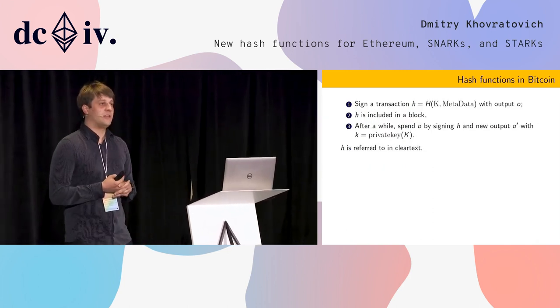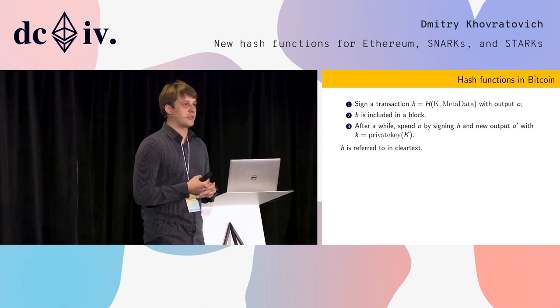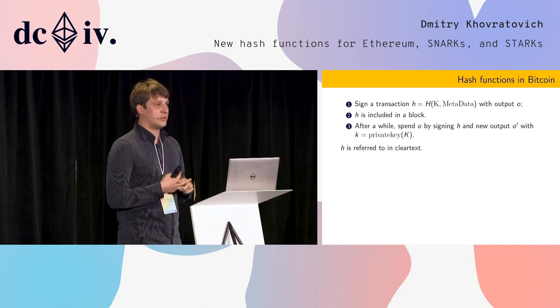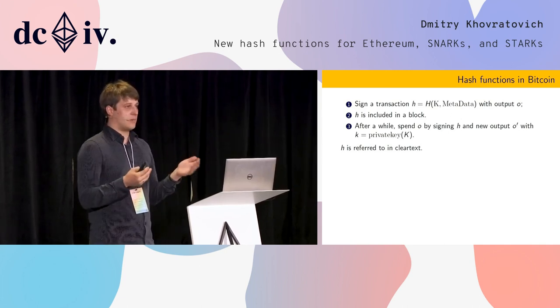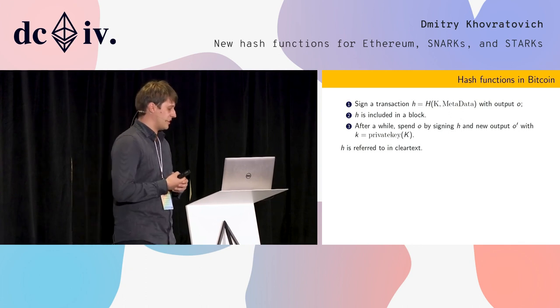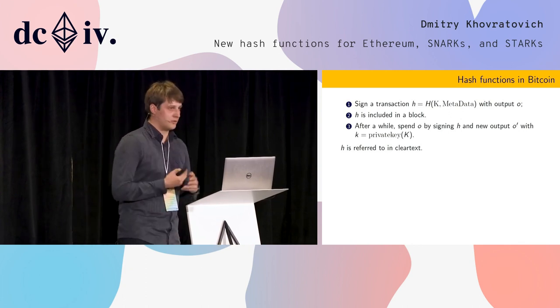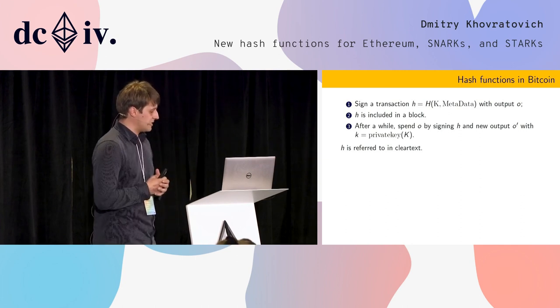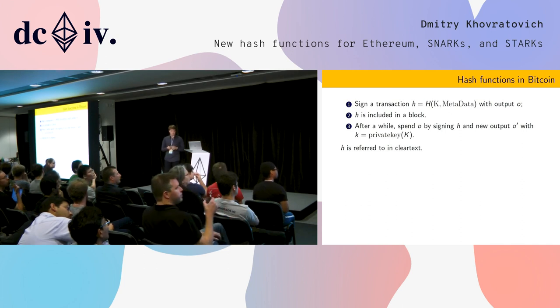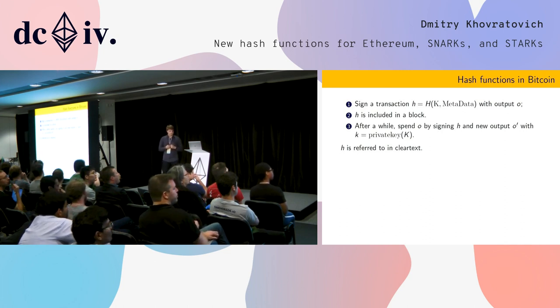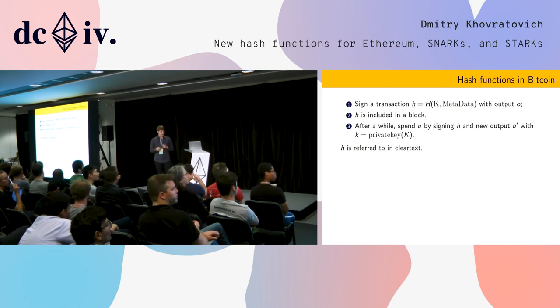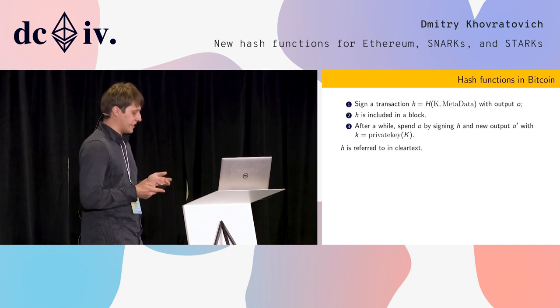To understand why we need a different hash function, I'll go a bit into the introduction of how hash functions are used in SNARKs. This is some sort of a repetition of the previous STARK talk. In Bitcoin, and I unfortunately have to start with Bitcoin because zero knowledge proofs usually apply to UTXO-based systems, we sign a transaction with some output, and the hash of the transaction is included in the block. After some point, we spend the output by signing the transaction with the private key that was in the hash. The crucial point here is that the hash of the transaction is referred to in clear text.